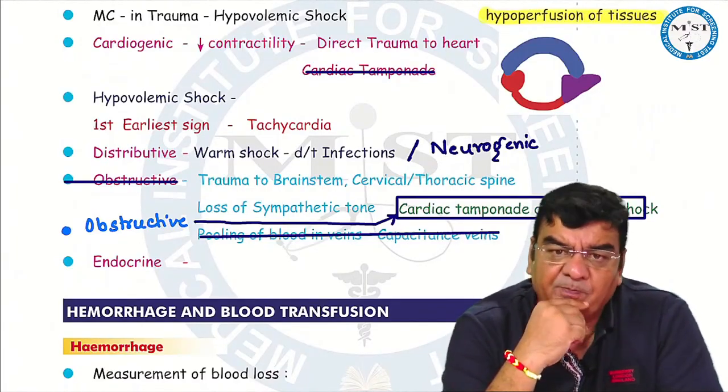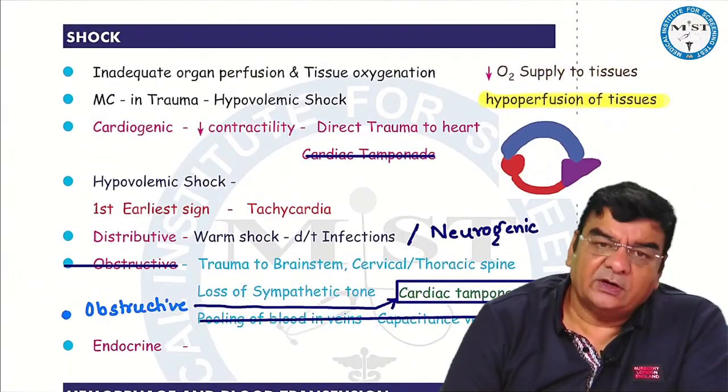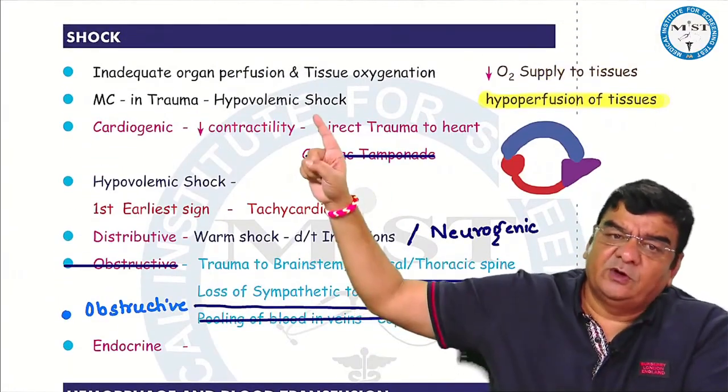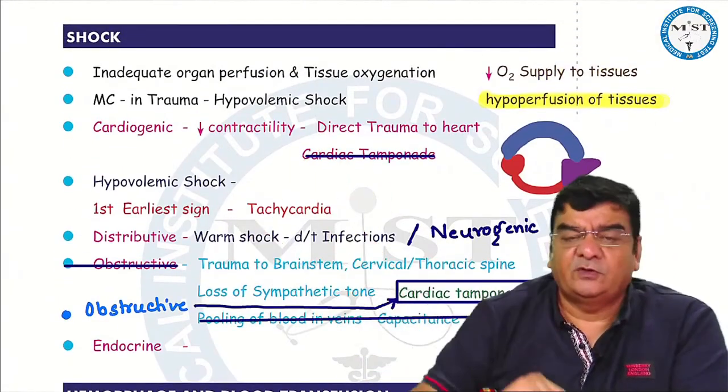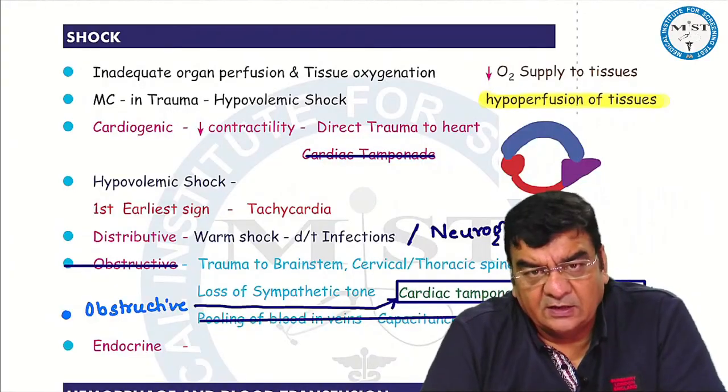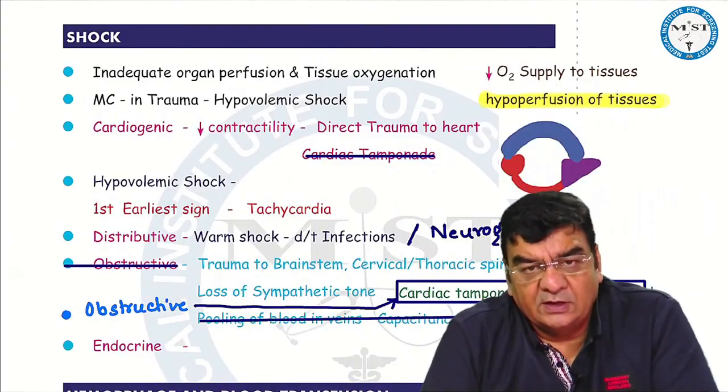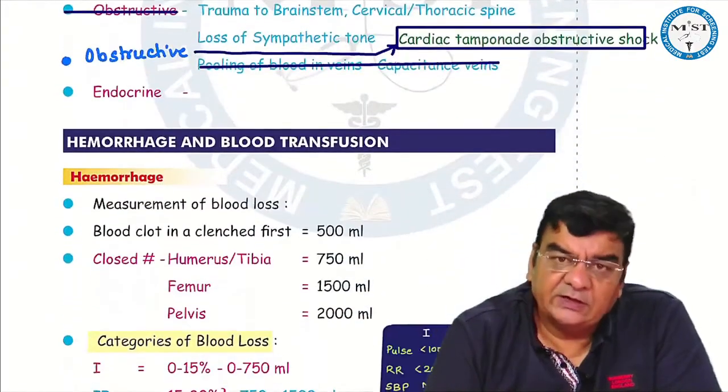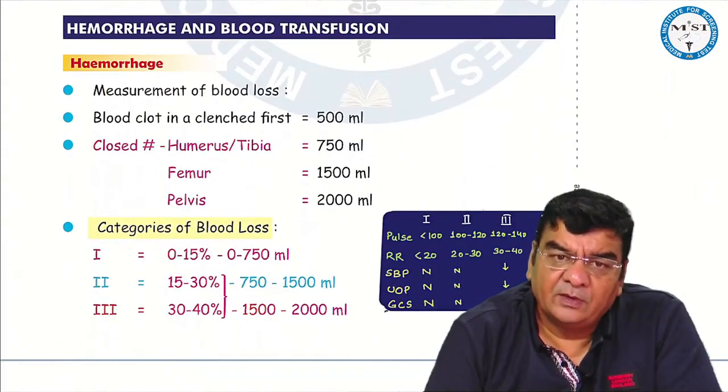endocrine shock. Most common in trauma situation is the hypovolemic shock, and the earliest sign of hypovolemia is tachycardia. Cutaneous vasoconstriction is an early sign. Hypotension is a late sign of hypovolemia.